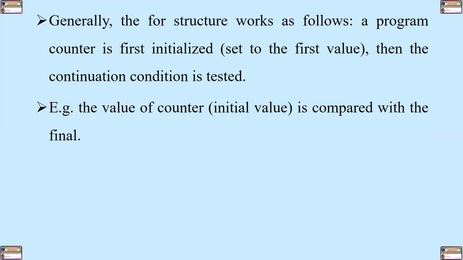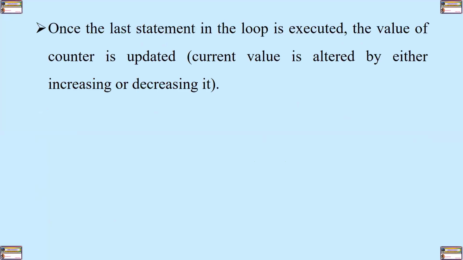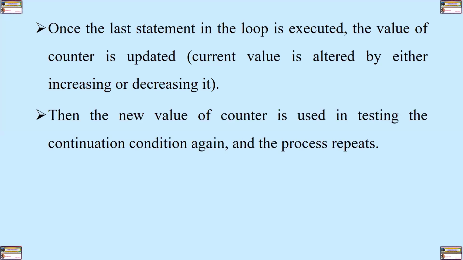So for example, the value of counter, that is initial value, is compared with the final value to see if they are the same. Now, if the comparison under the continuation condition evaluates to true, the block of statements inside the loop are executed. Otherwise, the compiler exits the loop. Once the last statement in the loop is executed, the value of counter is updated. That is, current value is altered by either increasing or decreasing it. Then the new value of counter is used in testing the continuation condition again and the process repeats.